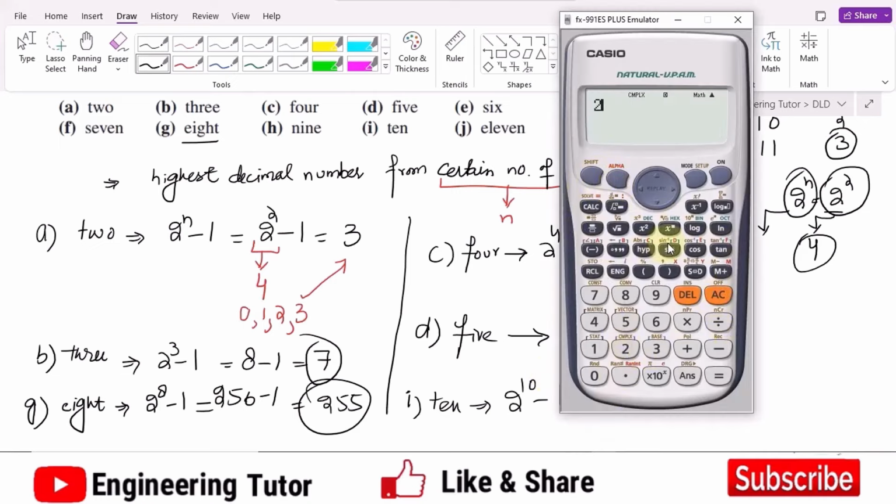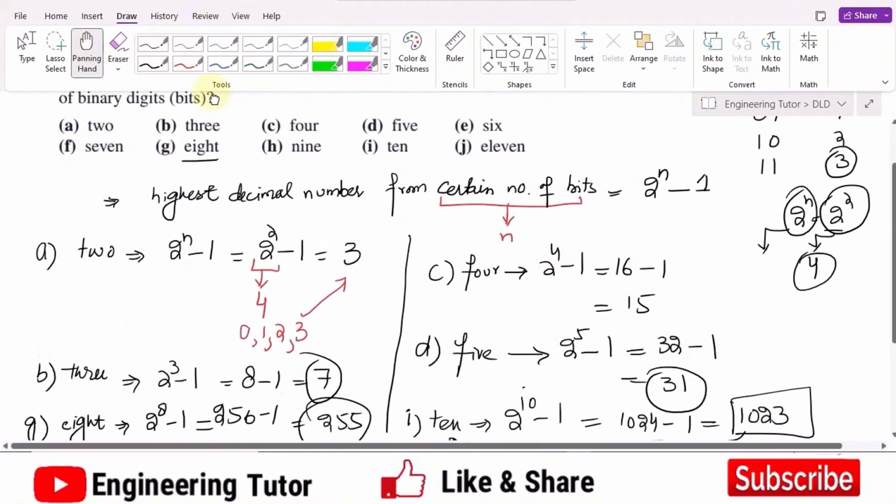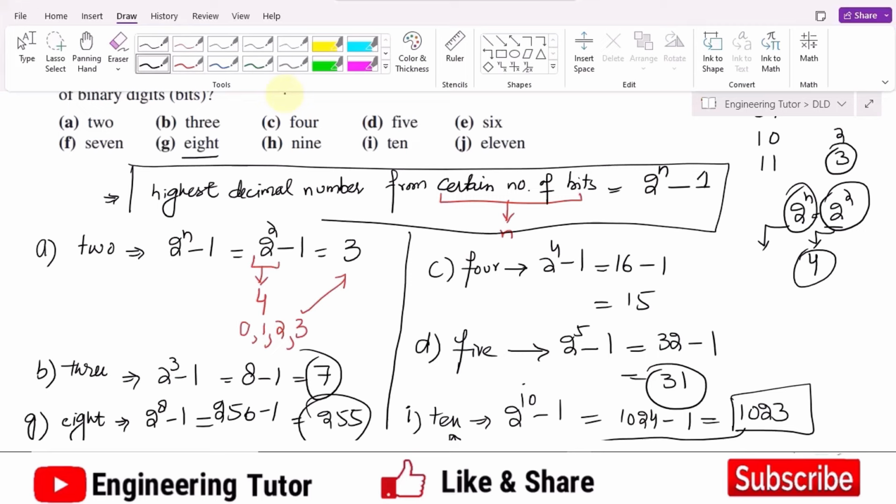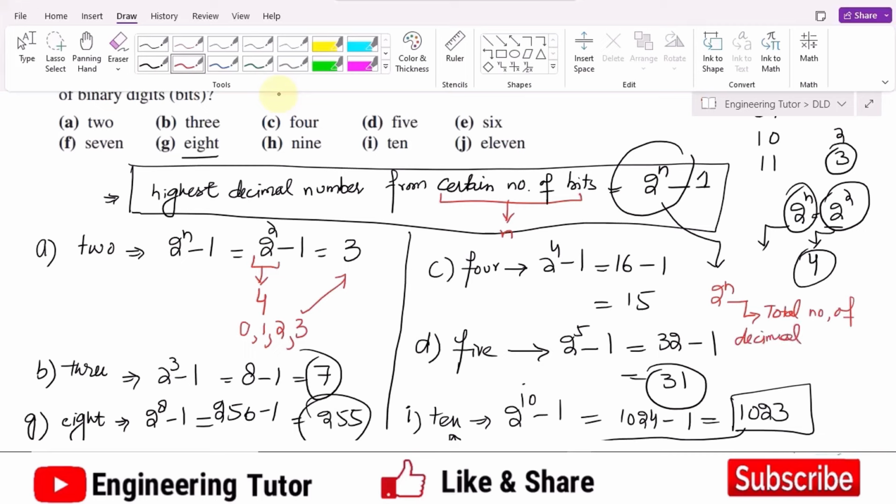Okay, so the same concept will be used in each and every part of this question, but the main thing here is this formula. Where this 2 to the power n, what is this? This basically shows, let me write it down, this 2 to the power n shows the total number of decimal numbers represented by n bits. But by subtracting 1 from it, I will get the highest decimal number from those n number of bits.